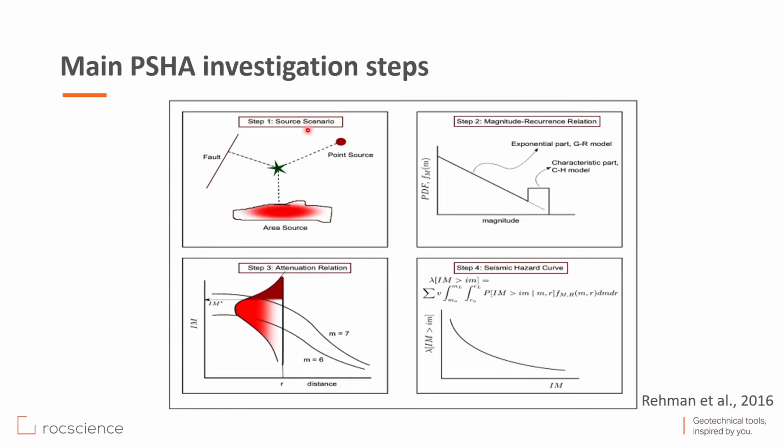At the first step, it's important to make the source scenario, then magnitude recurrence relation calculations, then to choose a good and accurate attenuation relation. Then as a final processing procedure, we can get as final results the seismic hazard curves and of course the response spectra.